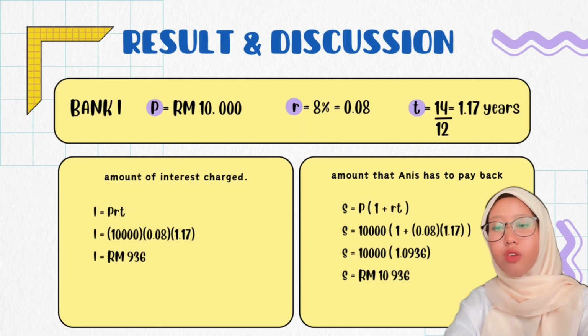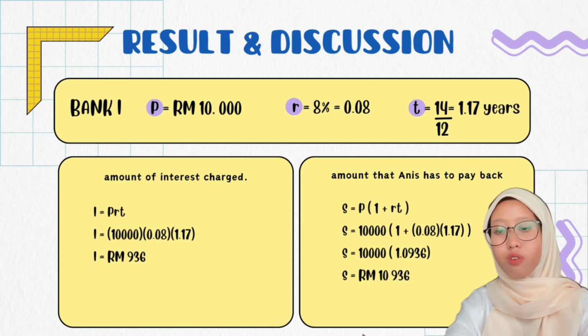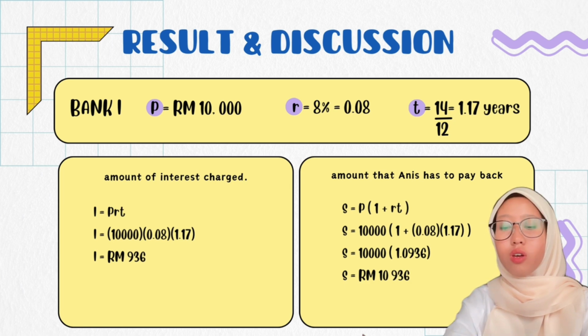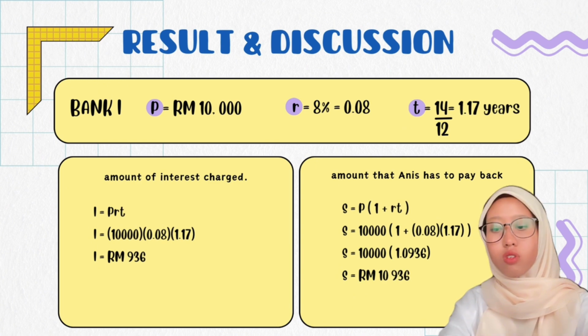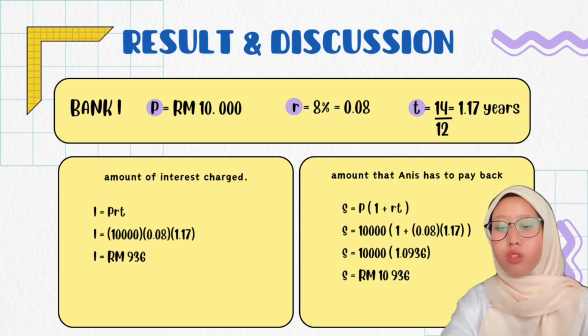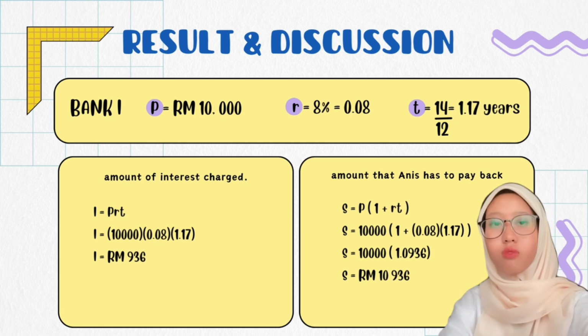Then, for Bank I, we use the same steps as before. To find the amount of interest charged, we use the method I equal to PRT. So, we have to find I and then substitute the values of P, R, and T. 10,000 multiplied by 0.08 and also multiplied by 1.17. And the answer is RM936.